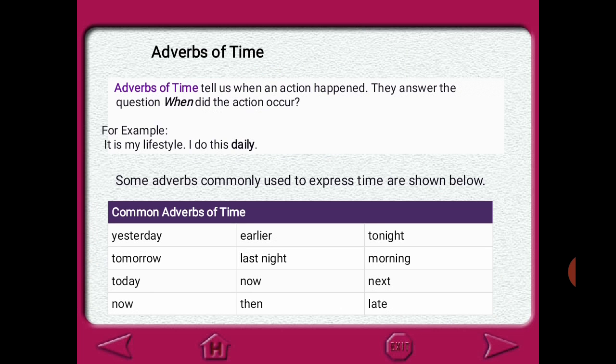See the kinds of adverbs. First of all, adverbs of time. Adverbs of time tell us when an action happened. They answer the question, when did the action occur? For example, I do this daily. A few examples of adverbs used to express time are given here: yesterday, tomorrow, today, now, earlier, last night, then, tonight, morning, next, and late. These are all the adverbs of time.